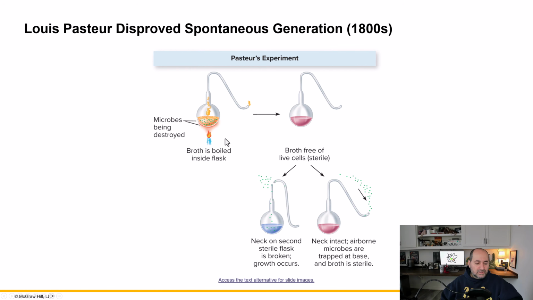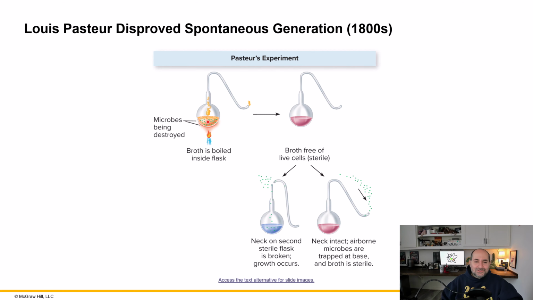So they thought boiling the broth should kill anything in the broth. And if it kills anything in the broth, then leaving it out shouldn't allow it to go bad. But broth would go bad. Well, what Pasteur thought was that perhaps something was landing in the broth from the air, like dust or spores or debris from the air, was landing in the broth and causing the broth to go bad.